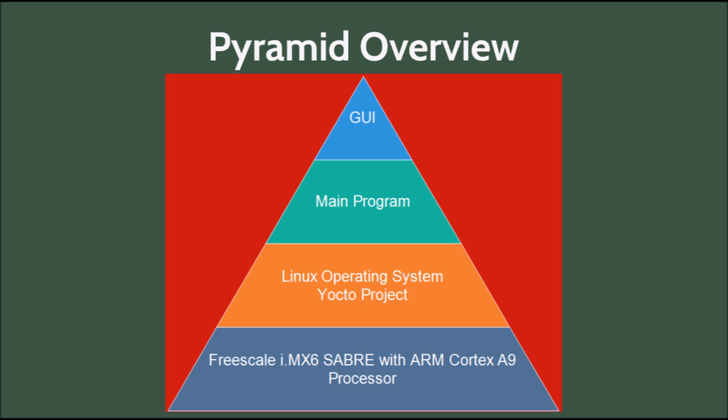The board we used was the IMX Sabre with the ARM Cortex-A9 processor, which is made by Freescale. It has many features and high flexibility for such projects. Yocto is an open source project that provides developers with a complete set of tools to build Linux images for embedded devices. Linux operating system is what we used in this project, because it's compatible with the board.